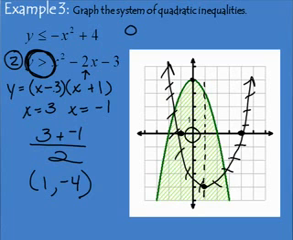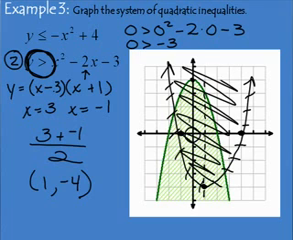So I'm going to say 0 is greater than 0 squared minus 2 times 0 minus 3. So 0 squared is 0, minus 2 times 0 is 0. 0 minus 0 is 0, minus 3 is -3. Is 0 greater than -3? That is a true statement, so I would shade inside the parabola.